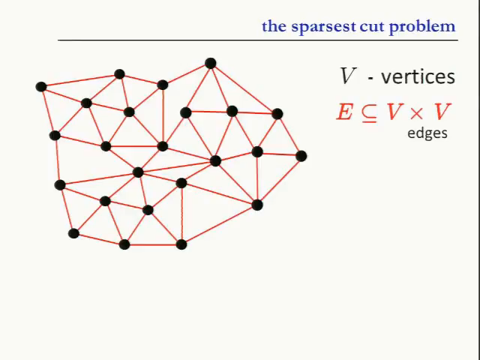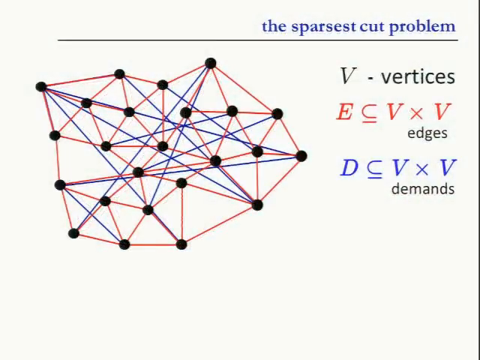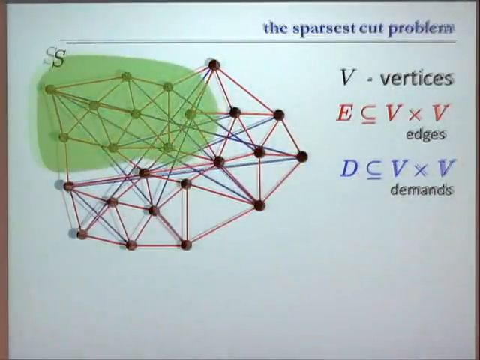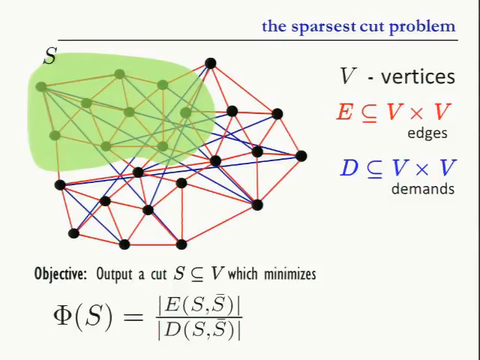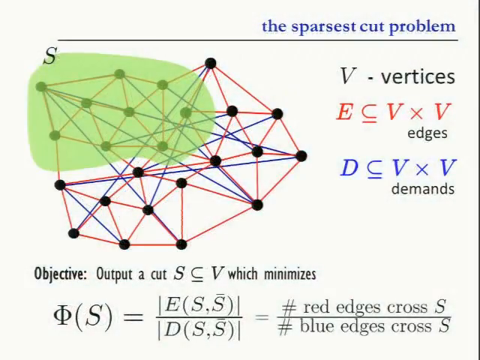So let me tell you an optimization problem. The sparsest cut problem on graphs is just the following. We have a set of vertices. We have a set of edges. That's our graph. And we also have another set of edges, the blue edges, which are classically called the demands. And then in the sparsest cut problem, the goal is to find a cut in the graph which minimizes this ratio. So it minimizes the fraction of red edges cut to blue edges cut. This is the general sparsest cut problem.